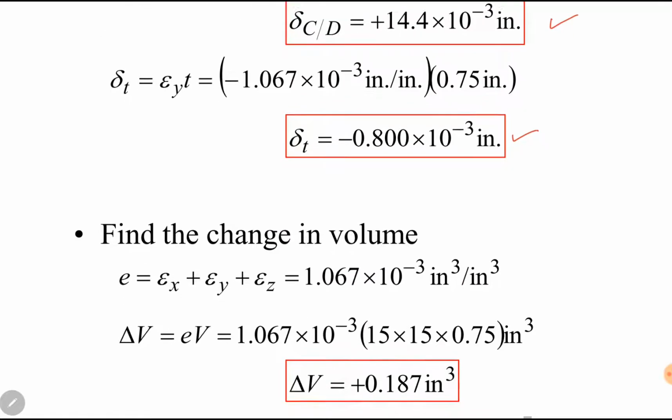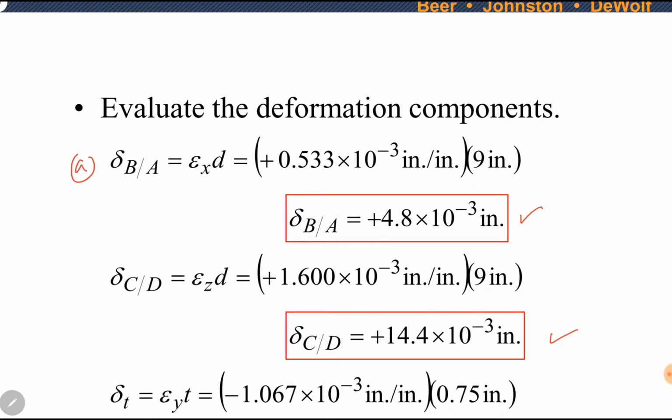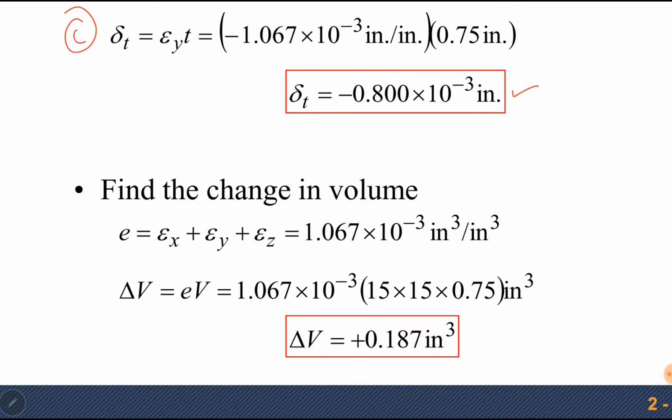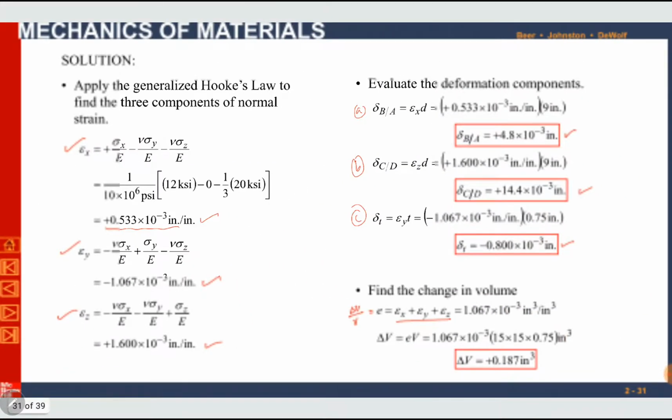These were the first three parts, A, B, and C. At the end, we were asked to find change in volume. For dilatation, delta e is equal to change in volume per unit volume. Dilatation is equal to the sum of the three strains. We have already derived this expression. The three strains are known to us. Here we have calculated them. By putting the values, we can find dilatation.